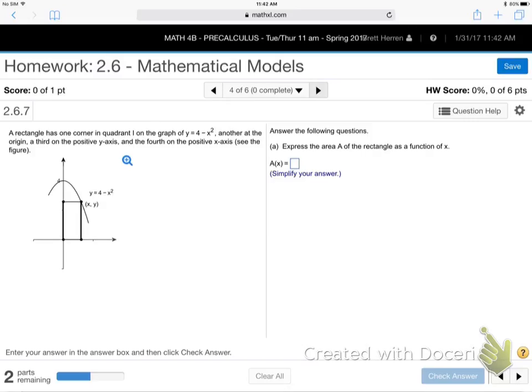All right, so a rectangle has one corner in the quadrant, y equals 4 minus x squared. So this graph here is y equals 4 minus x squared. It's an upside down U shape, right? Negative x squared moved up 4, because that's really negative x squared plus 4. That's the same as 4 minus x squared, right? So it's the upside down U shape moved up 4. You know all that.